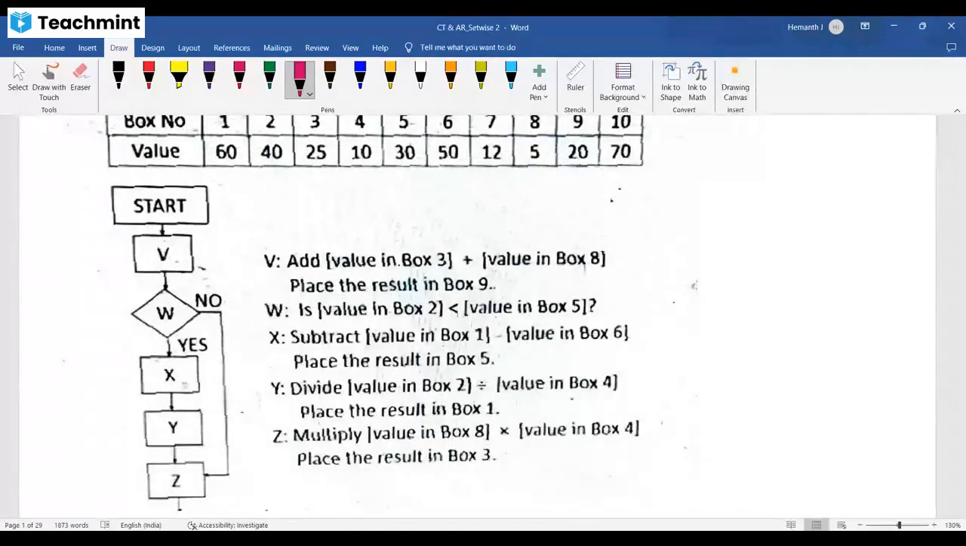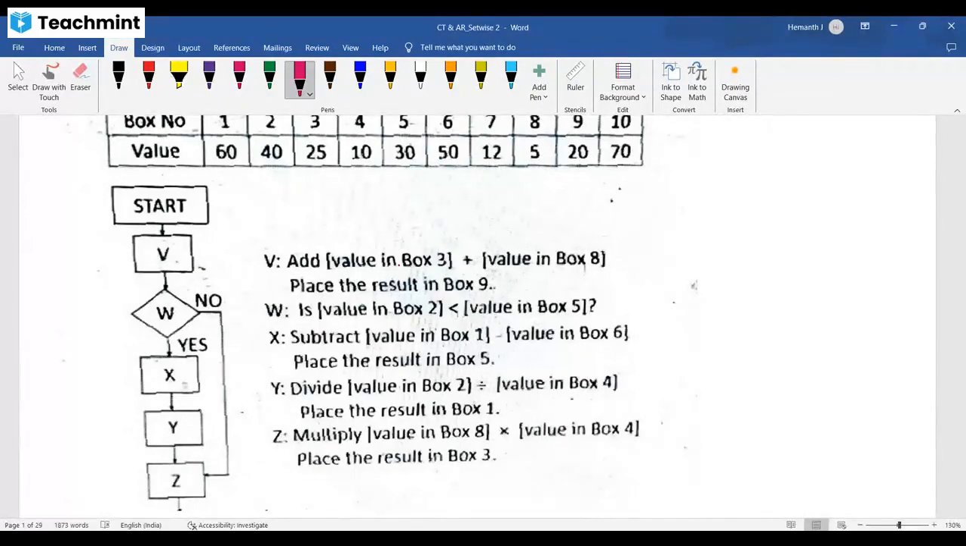Let's see this question related to flowchart. What they have given here: add the value in box 3 plus box 8. Is it the first question or the last question in that section? Please try to attack the flowchart in critical thinking. That's the strategy you need to follow.